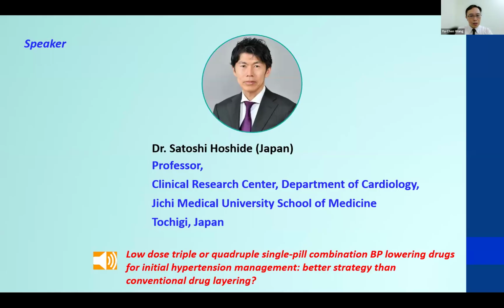I would like to introduce Professor Satoshi Hoshide from Japan. He is a professor at Jichi Medical University School of Medicine, Tochigi, Japan. Today his talk is about low-dose triple or quadruple single pill combination BP-lowering drugs for initial hypertension management, better strategies than conventional drug layering. I think the topic of his talk is also correlated with the polypill combination. Let's welcome Professor Satoshi Hoshide.